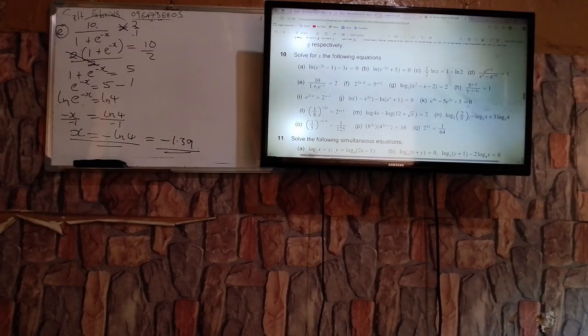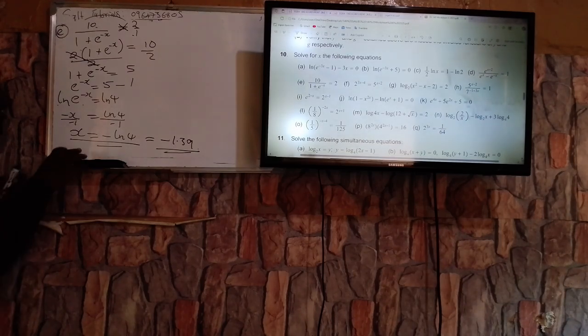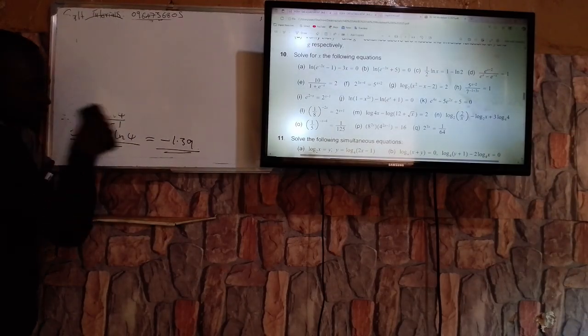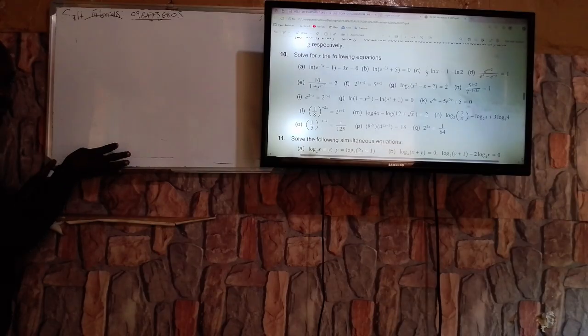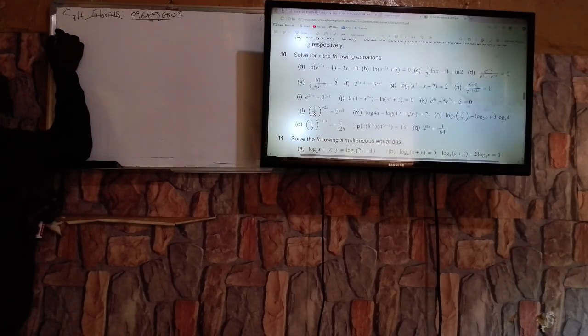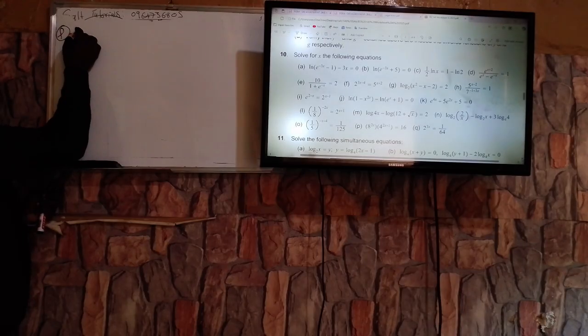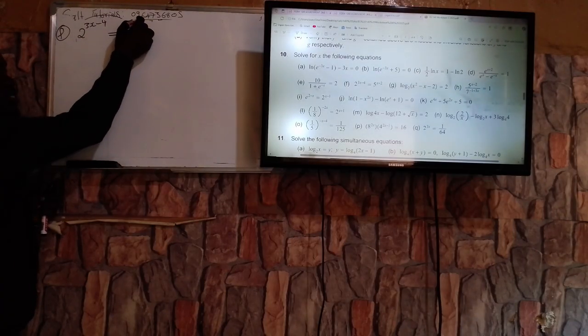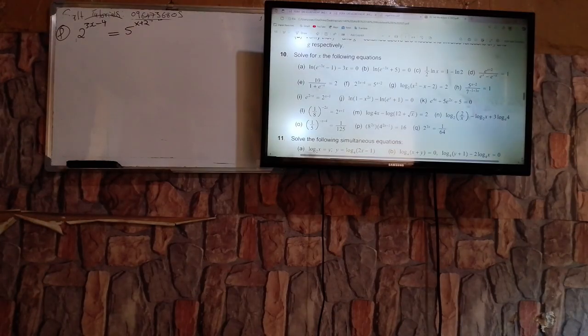The same is happening with f. So f there, properties of exponential functions should be obeyed. So let's look at the f part. So if I have, this is what? F. If I have 2 power 3x minus 4 to be equal to 5 power x plus 2. What is going to happen from there?